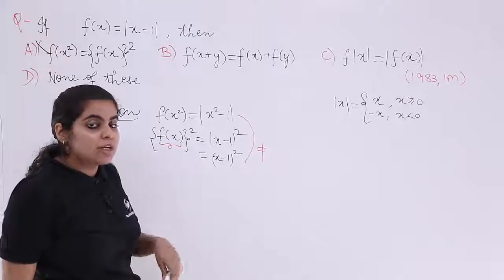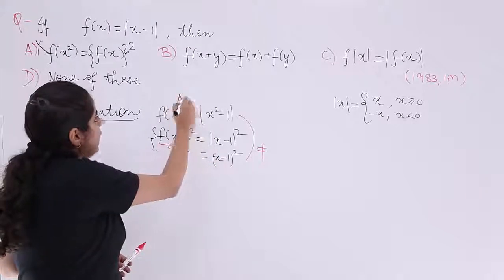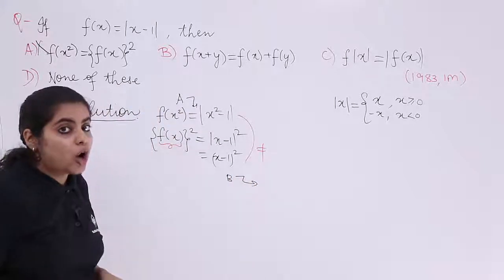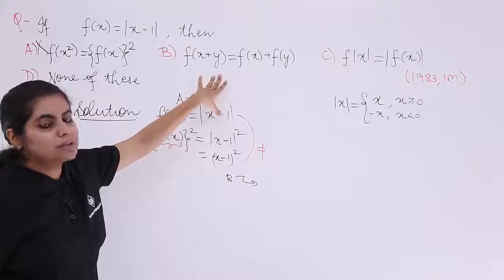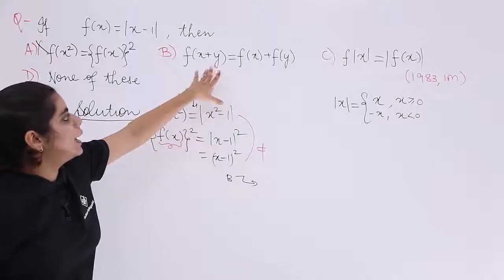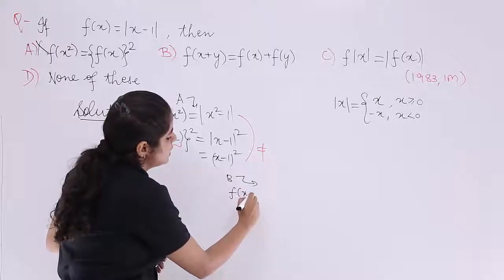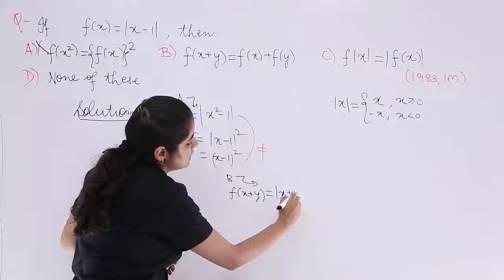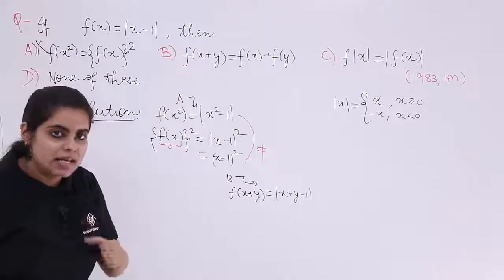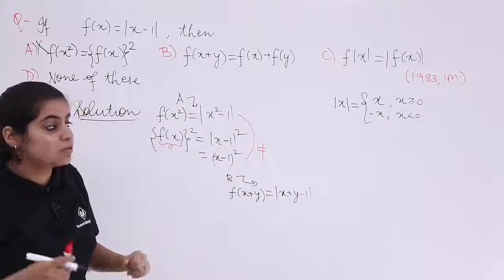Now, talking about the next option, option B. This was option A, and now we are going to check option B. Option B says f(x plus y). That means wherever you have your x, it is now substituted by x plus y. So f(x plus y) is mod x plus y minus 1, where x is substituted by x plus y and minus 1 remains as it is. The next thing is f(x) plus f(y). So first you write f(x), then you write f(y).